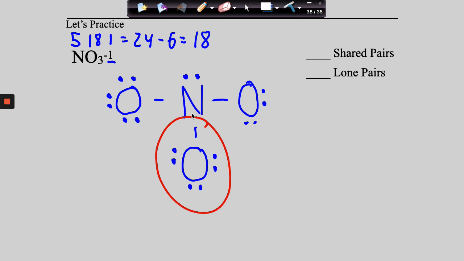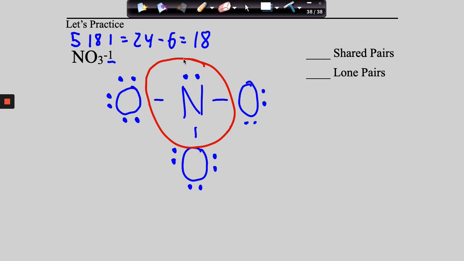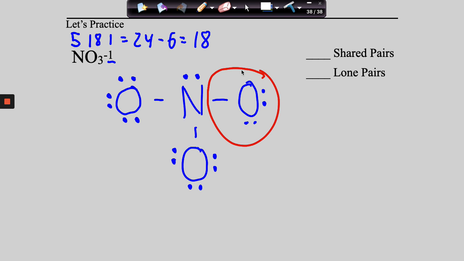Oxygen, all good with 8. Nitrogen, all good with 8. Oxygen, not good. That guy's only got 6. So we need to figure out a way to give him more electrons.